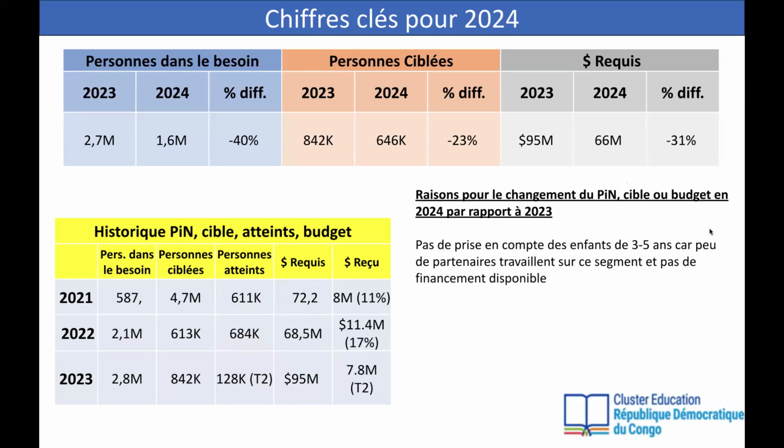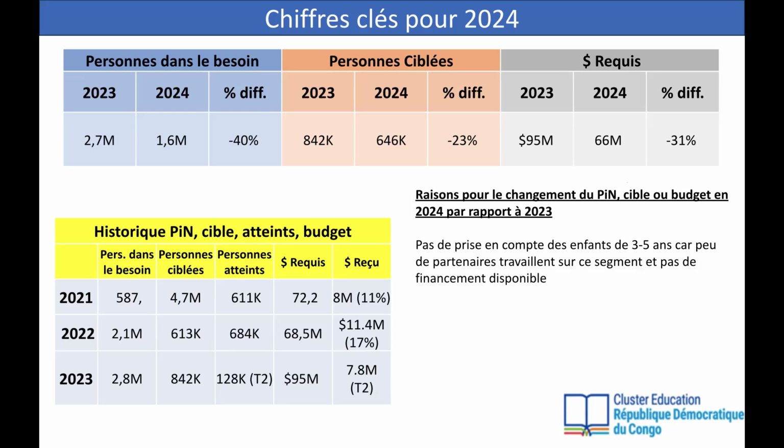So, by prioritizing, we have arrived at a need of 842,000 children that are in need of education, and about 646,000 children or partners. And we should also note that this is a result of prioritization.